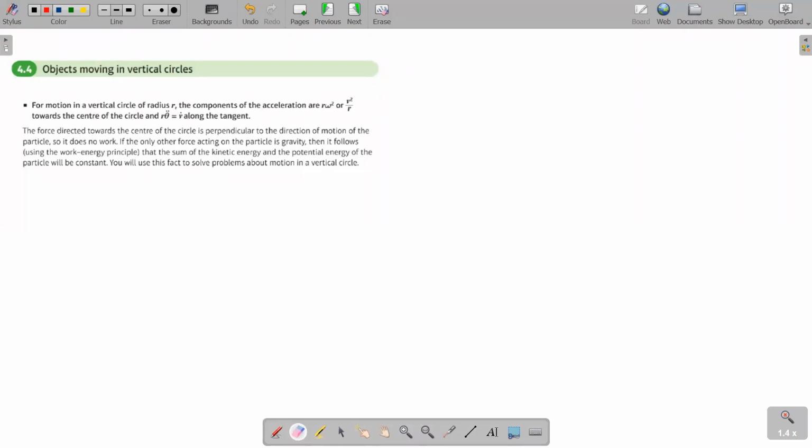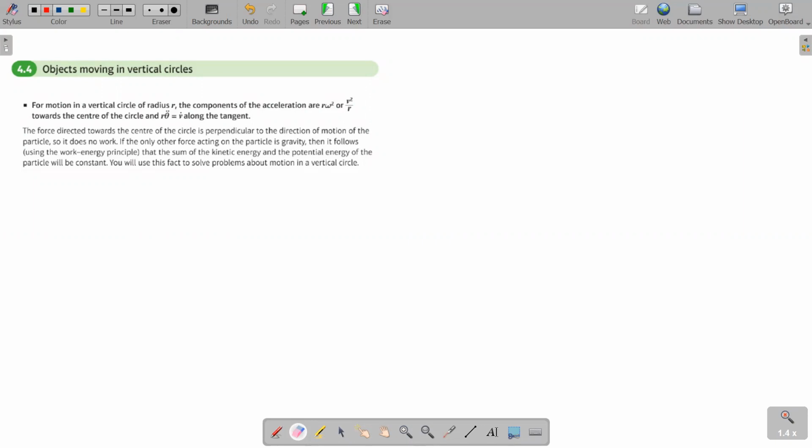All right, so now we'll move on to the next part of our lesson. We're going to talk about objects moving in a vertical circle. In the previous section, we were discussing horizontal circular motion. We learned two main principles when solving horizontal circles: the object is in vertical equilibrium, and you apply F equals ma towards the center.